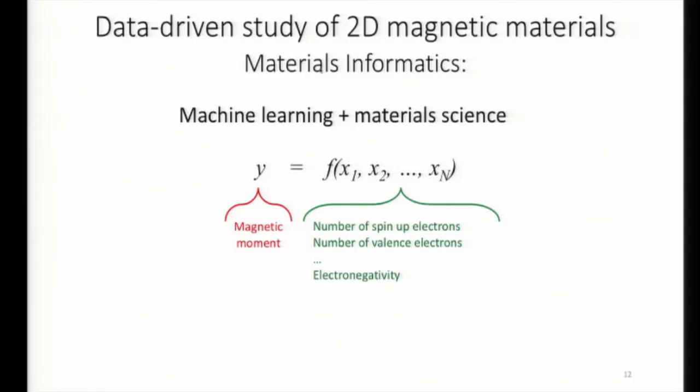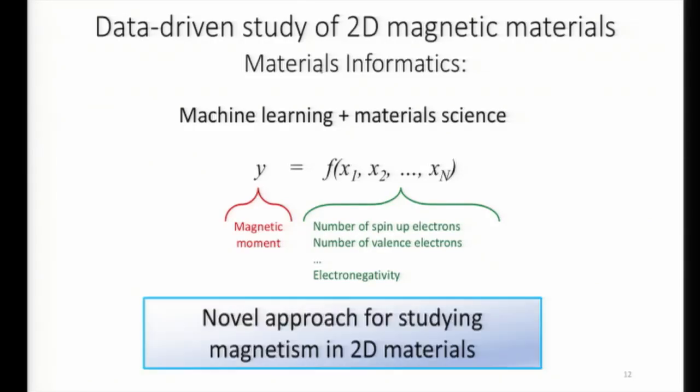And this is typically something that's either hard to measure or hard to calculate, using inputs that are easy to pick up or easily attainable, such as atomic properties, including number of spin-up electrons, number of valence electrons, and so on, where this function, f of x, is approximated using machine learning. This is a new way of studying 2D magnetic materials.